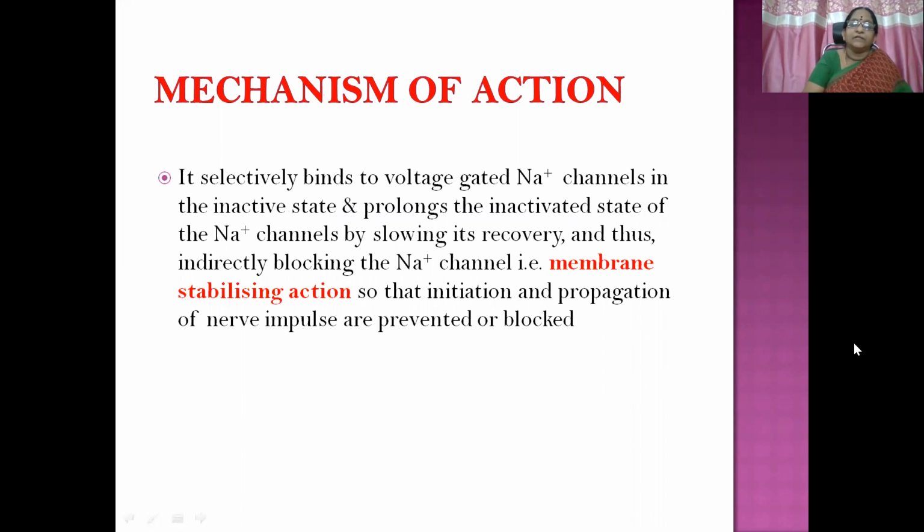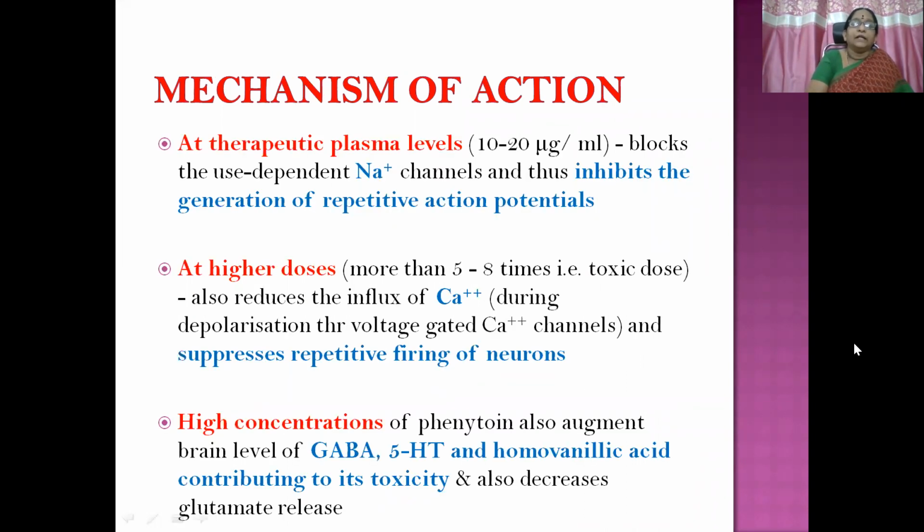Mechanism of action: it selectively binds to voltage-gated sodium channels in the inactive state and prolongs the inactivated state of the sodium channels by slowing their recovery, which is known as membrane stabilizing action, so that initiation as well as propagation of nerve impulses are both blocked. This we have discussed in the introductory session. This drug is very, very important, and you may get an essay question. And for PGs also, this is very important for both the theory exam and viva.